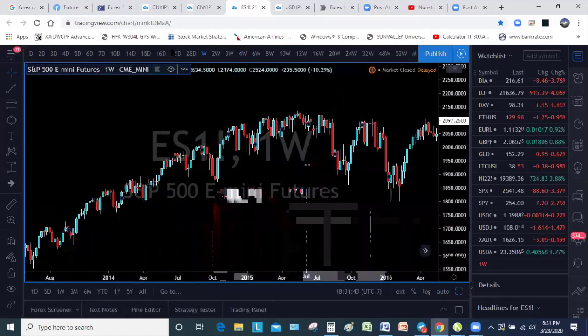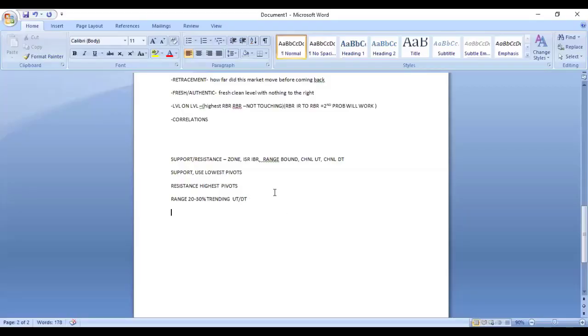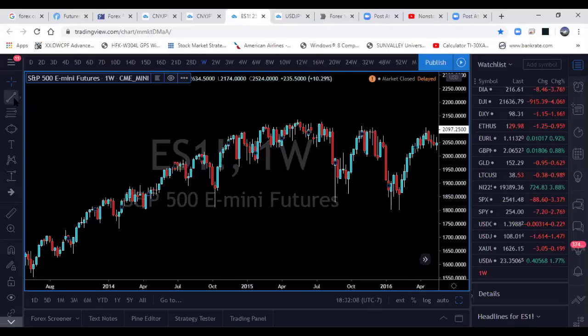So that's going to be 70 to 80% of the time the markets go sideways. It's range bound. Hence why we say supply and demand. Hence why we say support and resistance. Does that make sense now, guys?